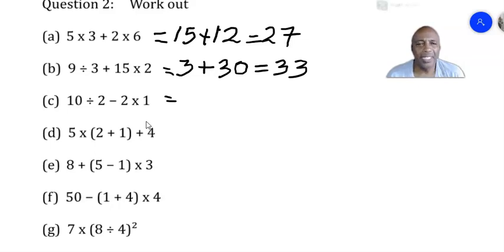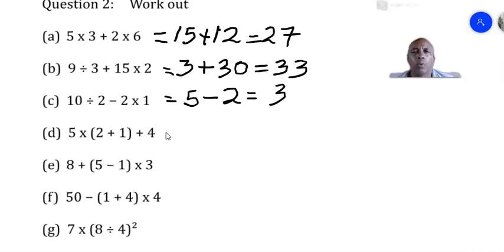C, 10 divided by 2 minus 2 times 1. Again, we do the division first. So 10 divided by 2 is 5. Then the minus sign, and 2 times 1 is 2. 5 minus 2 equals 3.